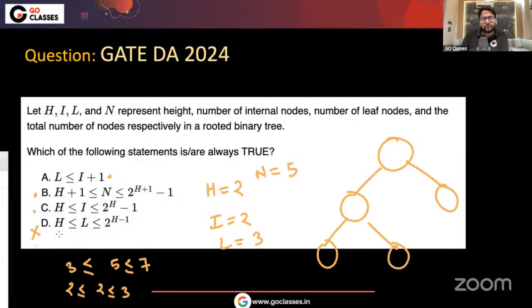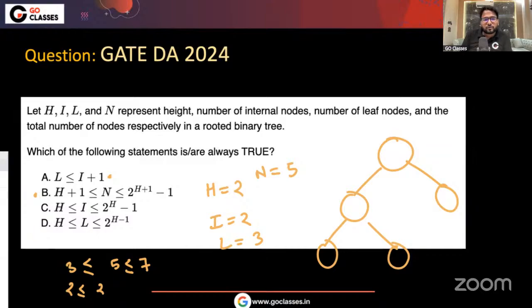So D is anyway false. D we have seen is false, because H is here 2 and L is 3, which is okay, but less than or equal to 2 power H minus 1, which is just 2. 3 is not less than or equal to 2. That is why D is false. But let's just see if all other options are true or false.